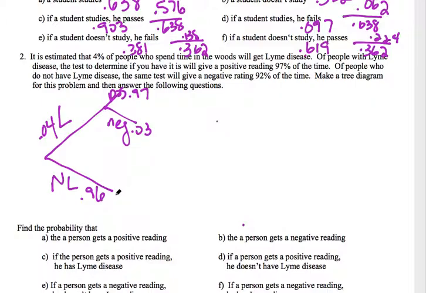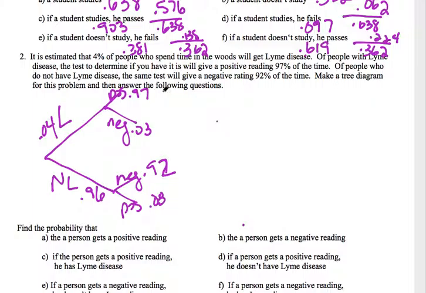Of the people who do not have Lyme disease, the same test will give a negative reading 92% of the time. Okay, so negative here, 0.92, I'm sorry, 92% of the time, and then 0.08 is positive. Okay, so here's our tree diagram.